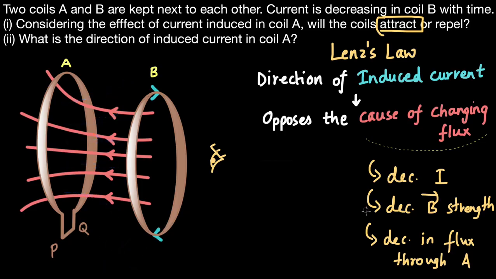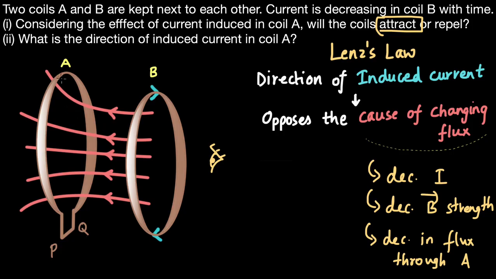Now in this case, the induced current in coil A must try to oppose this decreasing flux. So if we look at it this way, we know that the current is decreasing. So that means that the strength of these magnetic field lines decreases. So it will start dissipating. You can see them fading away very gradually. And what that does is it decreases the flux that was passing through A. And coil A doesn't like that. It wants to maintain the same flux.